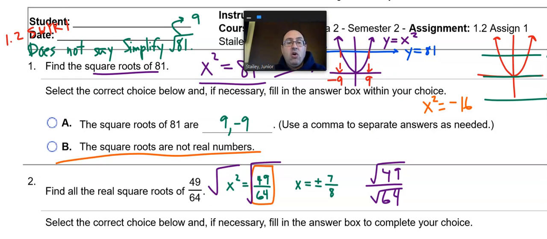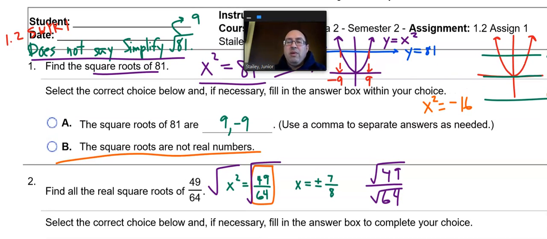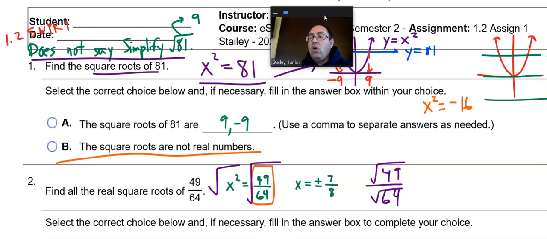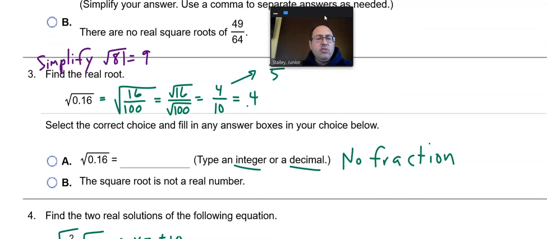They should say solve. Because as I pointed out earlier, it did not say simplify the square root of 81. It said, find all the square roots. It's really better if they said solve. Right here, they should have said solve x squared equals 81. That would be a better way to say that question. But this one is a simplify question, right? They want me to simplify the square root of 0.16.